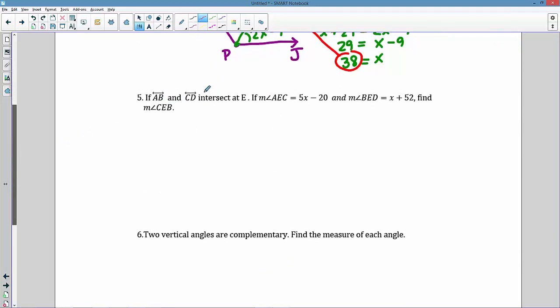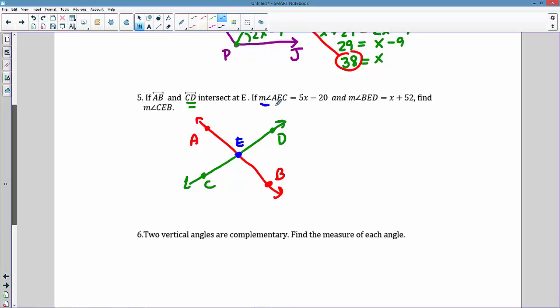If line AB and CD intersect at E, so I need to draw two lines, AB. Why did I draw a diagonal? I didn't have to. I could have made it horizontal if I wanted to. Okay, and we'll color code these. CD intersects at E, so they're going to cross each other somewhere. I don't know for sure what angle they cross each other at, so I'm not going to be too concerned about my scale here. And of course, they do it at E. Okay, we drew it.